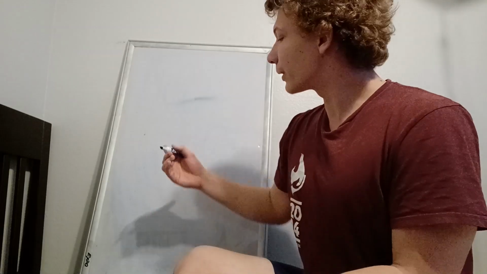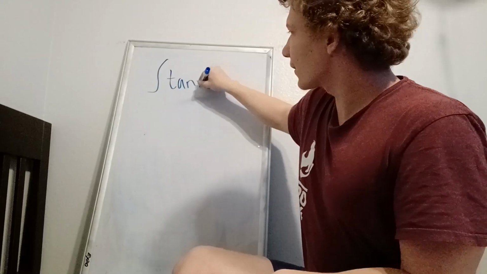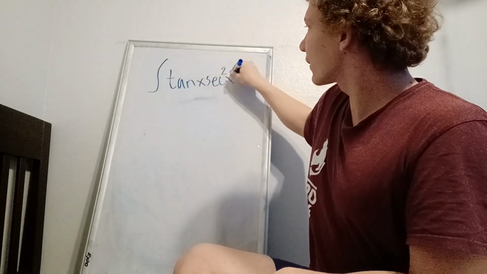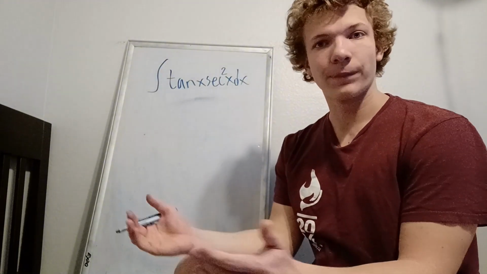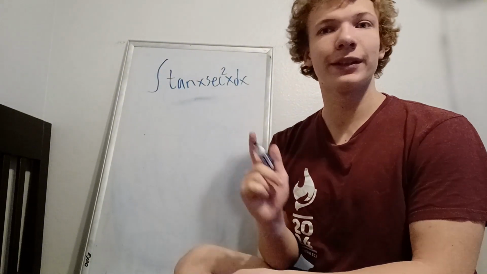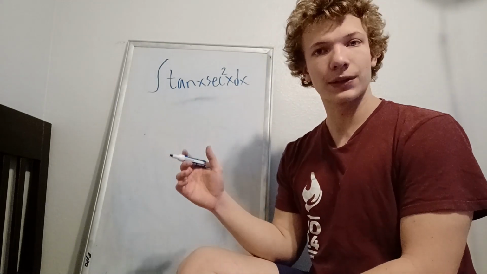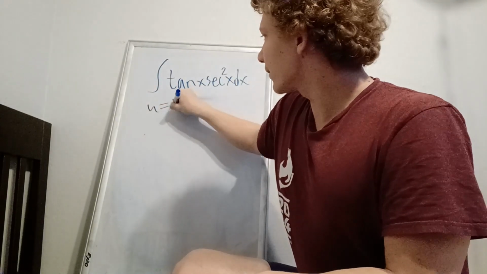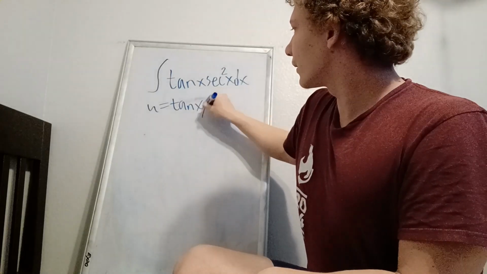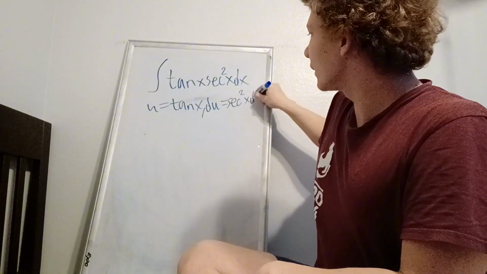For our next integral, we'll be doing something pretty easy, pretty simple. It will be the integral of tangent x times secant squared x dx. And this will be an indefinite integral. Now, this is a pretty easy pattern to spot as long as you know your trigonometric derivatives. The derivative of tangent x is secant squared x. So let's use that for our u. U equals tangent x. Therefore, du equals secant squared x dx.